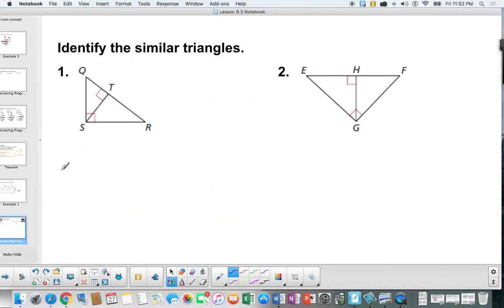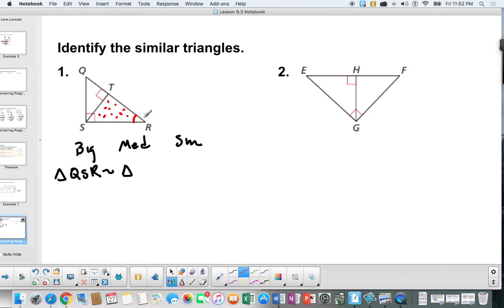I'm going to do the first problem and be ready to do the second one. I want to identify the similar triangles. So I know there's a big triangle, a medium triangle, and a small triangle. So I'm going to start with the big triangle. QSR is similar to triangle. Now I'm going to be looking at the medium triangle, which is this one. I'm going to put polka dots here so you can see it.